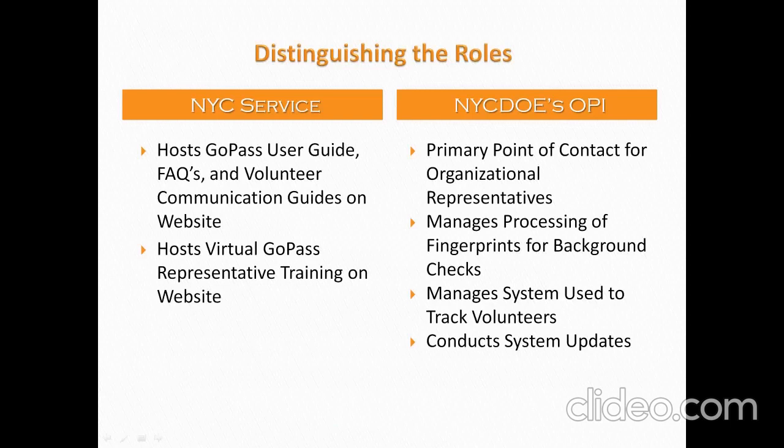The GoPass program is a partnership between NYC Service, a division of the Mayor's Office, and the NYC Department of Education's Office of Personnel Investigations. NYC Service manages the program by providing support to the Department of Education, as the Department of Education provides the system used to track volunteers and performs the fingerprinting and background check processes.